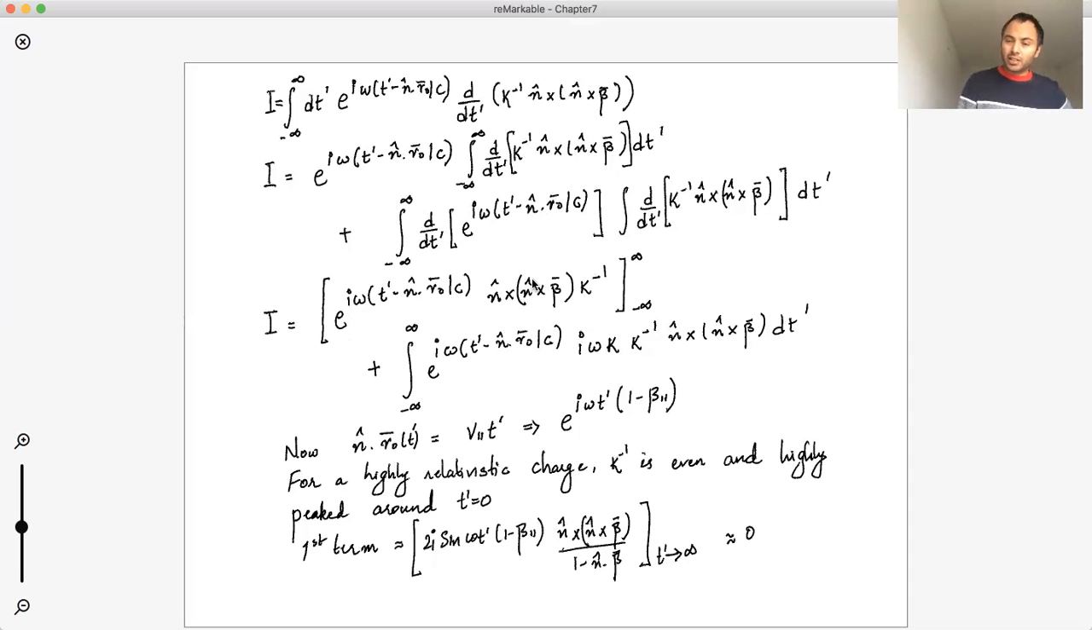So why does the first term go to 0? Why do we disregard the first term? Well, let's have a look at this. We need to take this term and go from minus infinity to infinity, right? So let's just look at what the terms really look like. Now, n cross beta. So just assume that for a moment now, forget that the particle is actually going in circles.